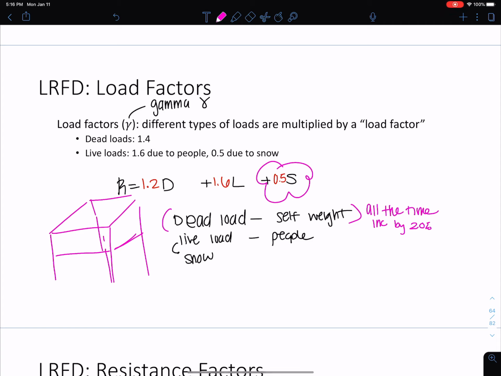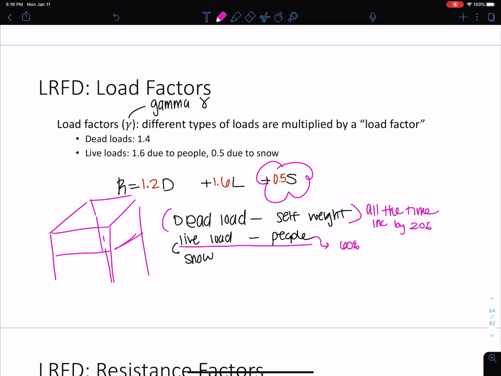Okay, the live load, the amount of people that are coming in the building. Well, that's also a little tricky because although we have limits, what if some more people come? Or what if our average estimate of weight is a little bit off? So we're going to increase this by 60%.